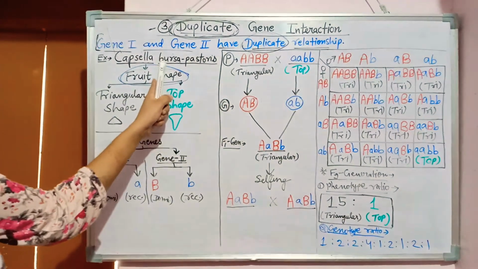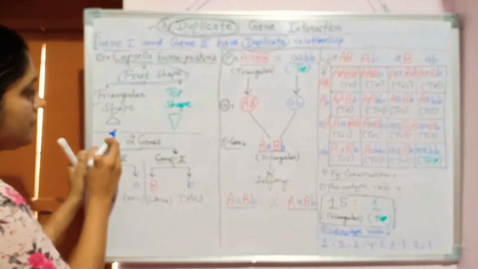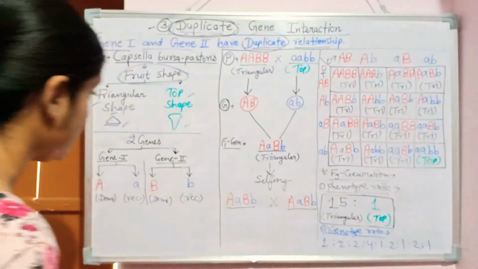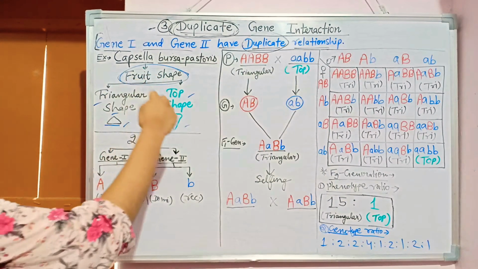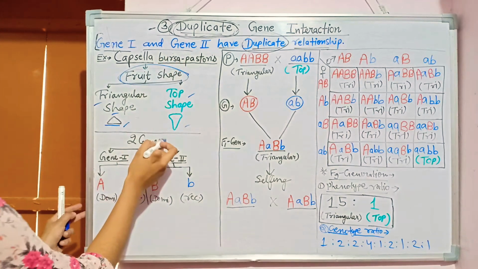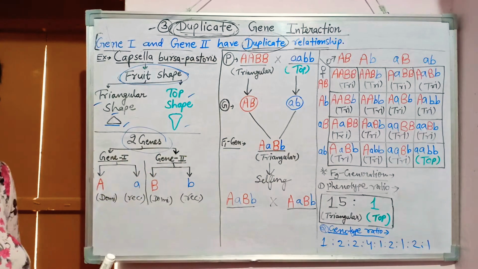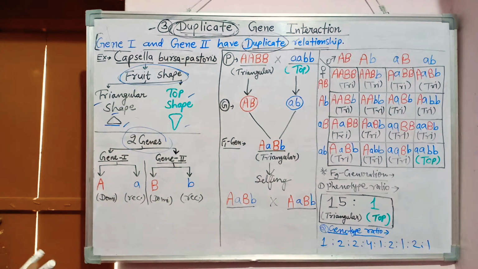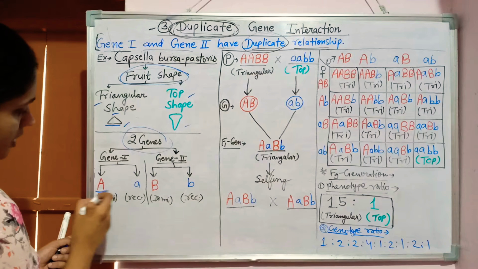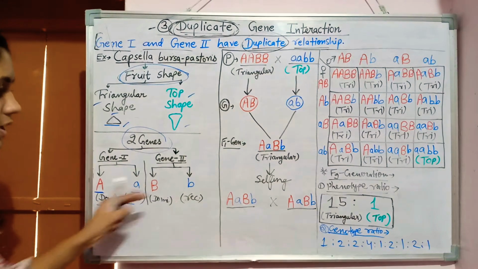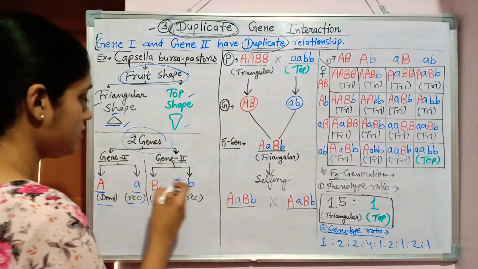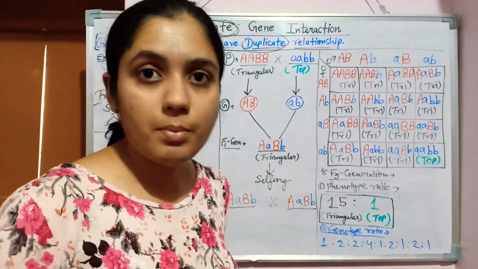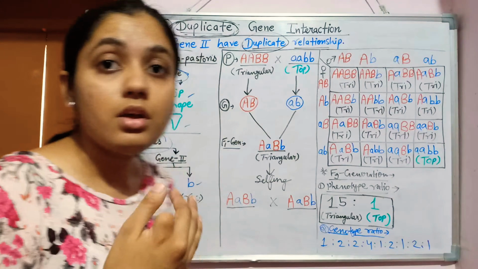The fruit can be triangular in shape, mostly it is triangular, or top shaped, two contrasting forms of the character. To control this fruit shape character, two genes are present, gene 1 and gene 2. Gene 1 has two contrasting alleles: capital A is dominant and small a is recessive, and here capital B is dominant and small b is recessive. Both genes control this one character. And the important thing you must remember is that gene 1 and gene 2 have duplicate effects.